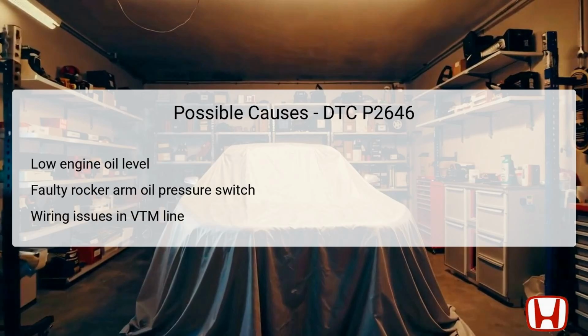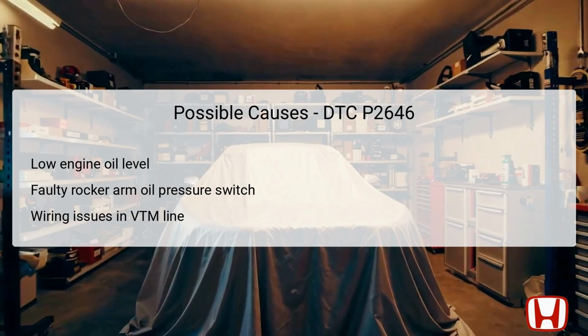There are several possible causes for DTC P2646, each of which can hinder the operation of the rocker arm oil pressure switch. Firstly, a low engine oil level can be a significant contributor. Insufficient oil in the engine not only affects lubrication, but can also lead to inadequate oil pressure, causing the switch to report a problem. Secondly, a faulty rocker arm oil pressure switch itself may fail, either due to wear or internal malfunction, resulting in incorrect signals being sent to the engine control unit.